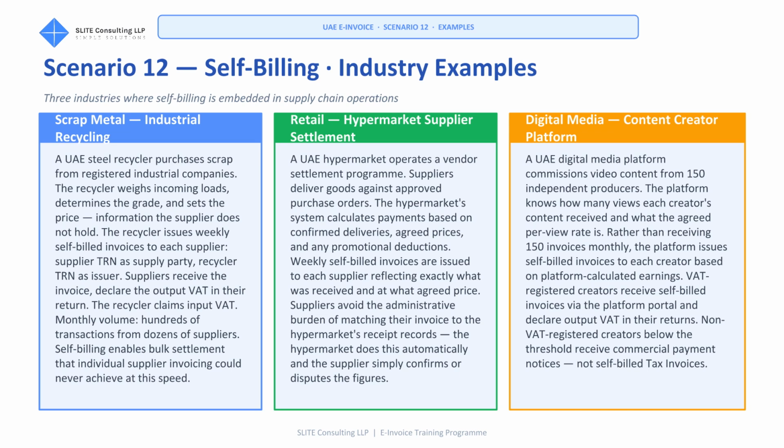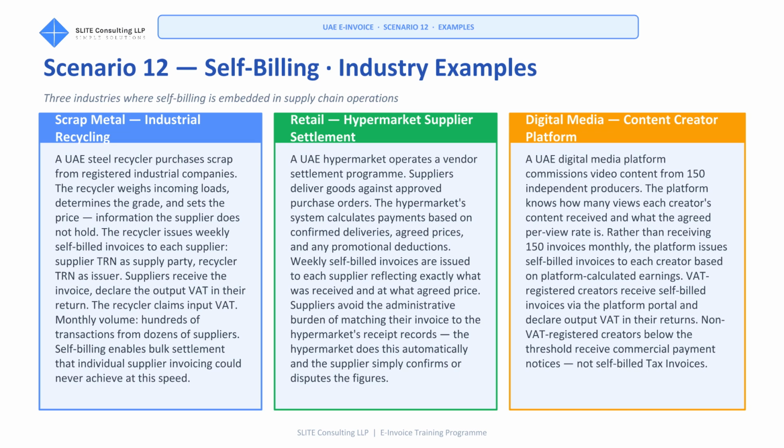Third, digital media. A platform commissions video content from 150 independent producers, knows view counts and per-view rates. Rather than receiving 150 invoices, the platform issues self-billed invoices based on platform-calculated earnings. VAT-registered creators declare output VAT. Non-registered creators below the threshold receive commercial payment notices instead. That completes the 12 tax invoice scenarios.